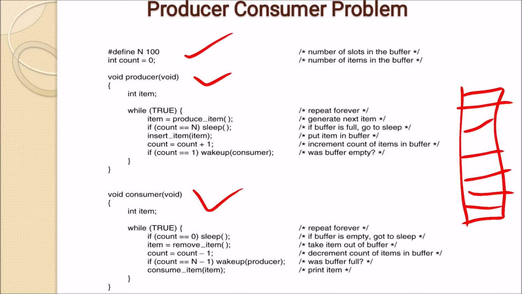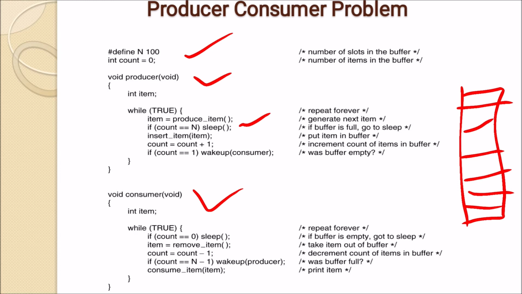What will happen next? In the producer we are taking one variable, integer item, and we are using a while loop for continuously checking, repeat forever. Now the producer produces some item. The producer gets that item from this function produce_item. It generates the next item and it will be stored in the item variable.